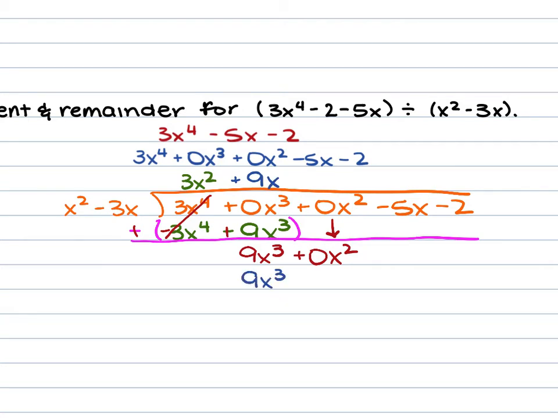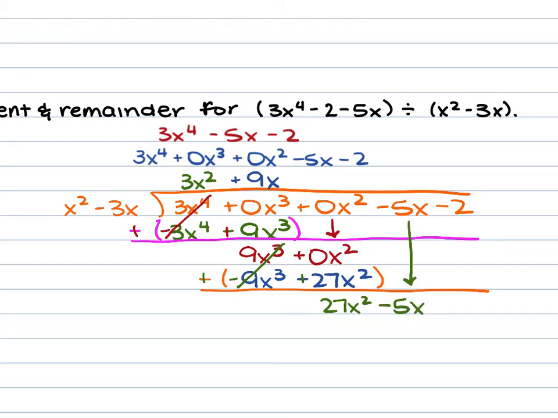And then we multiply the 9x by the negative 3x, and we get negative 27x squared. From here, we subtract, which means we add the opposite, so that 9x cubed becomes negative, the 27x squared becomes positive. So now you have nothing from your 9x cubed and 27x squared. We bring down that 5x, so minus 5x, and then we start all over again.